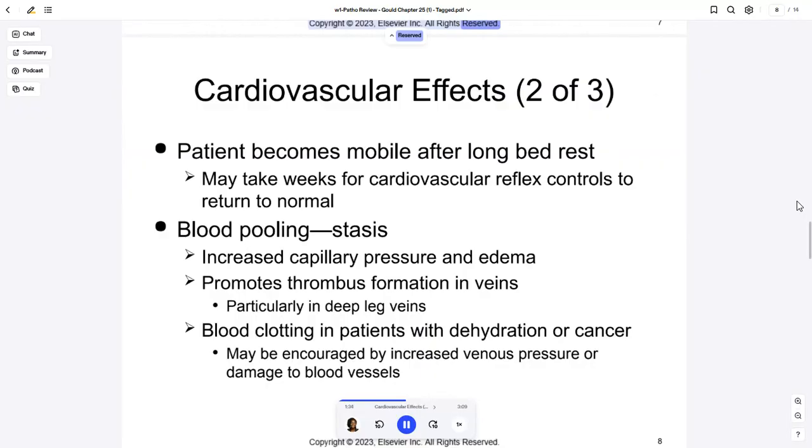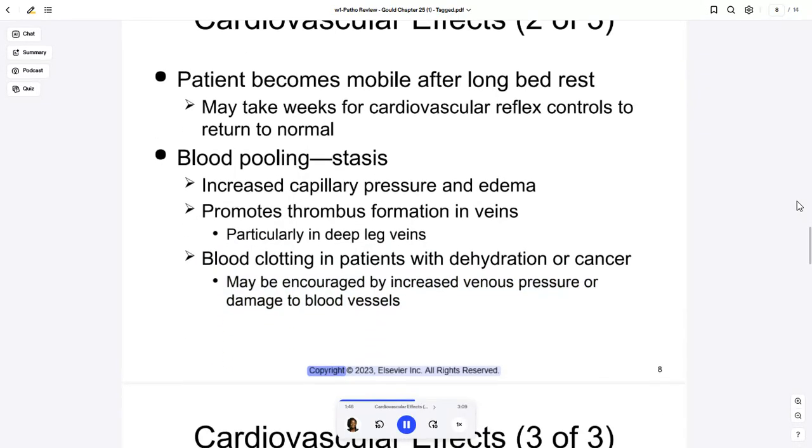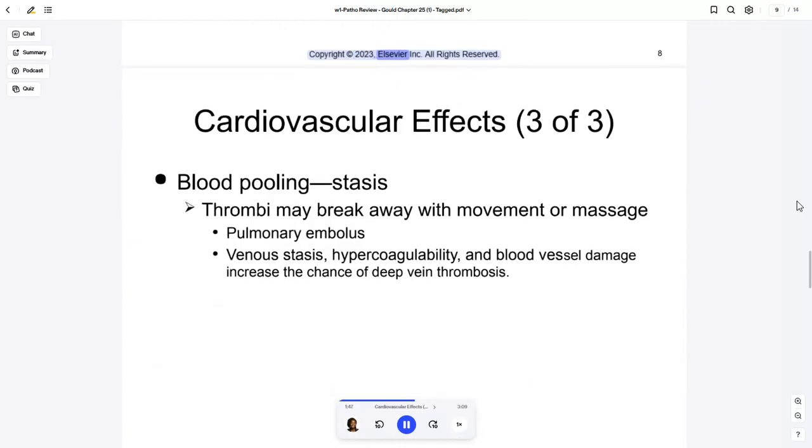All rights reserved. 7. Cardiovascular effects, 2 of 3. When a patient becomes mobile after long bed rest, it may take weeks for cardiovascular reflex controls to return to normal. Blood pooling, stasis, increased capillary pressure, and edema promote thrombus formation in veins, particularly in deep leg veins. Blood clotting occurs in patients with dehydration or cancer, and may be encouraged by increased venous pressure or damage to blood vessels. Copyright 2023, Elsevier Inc.